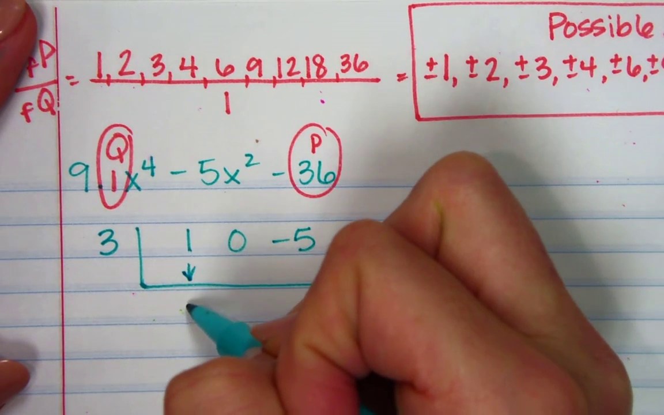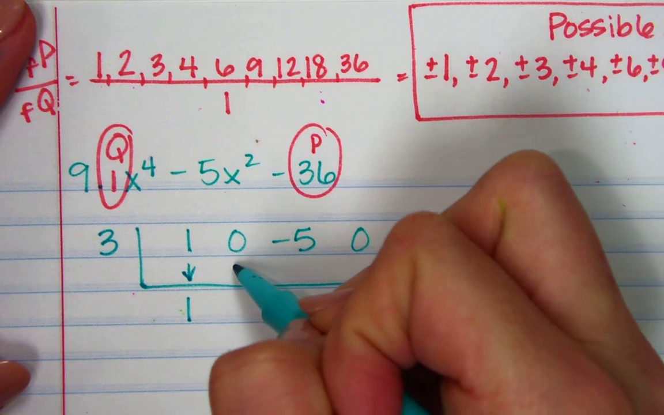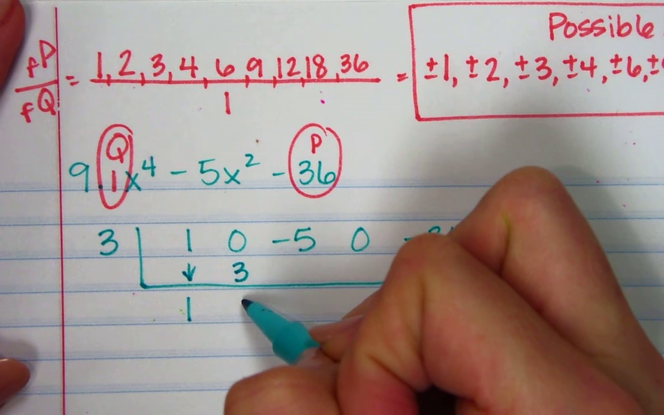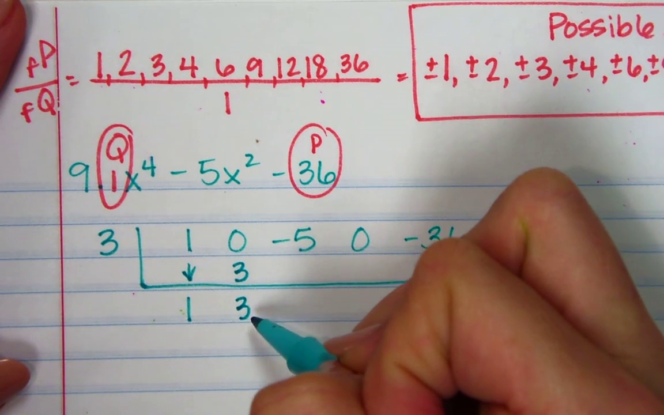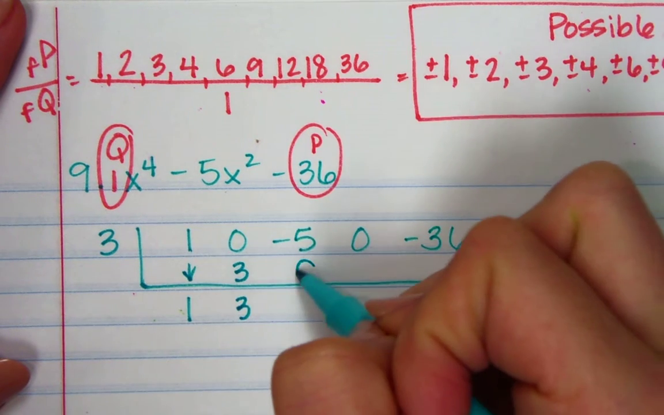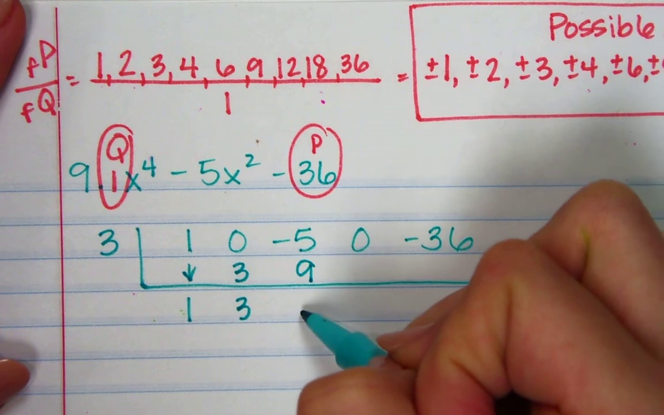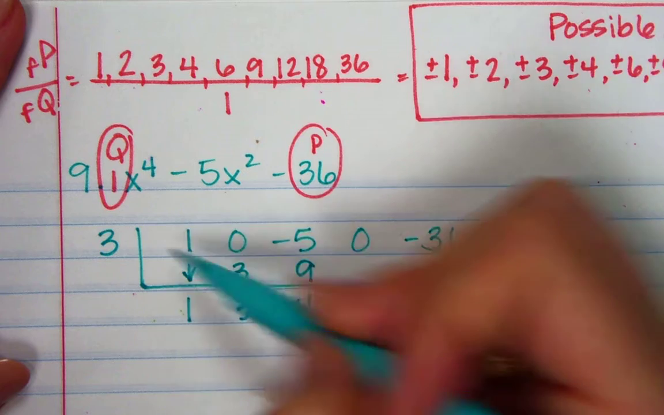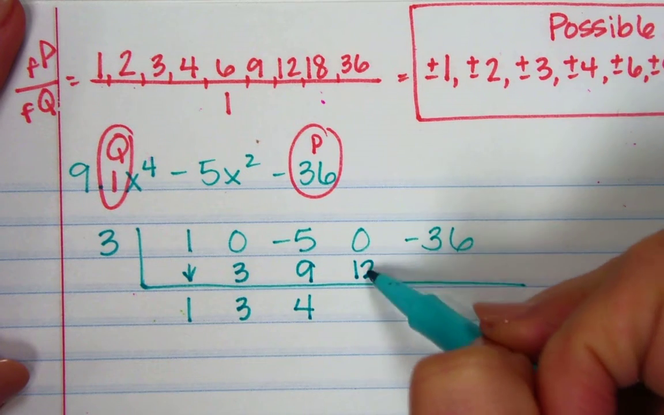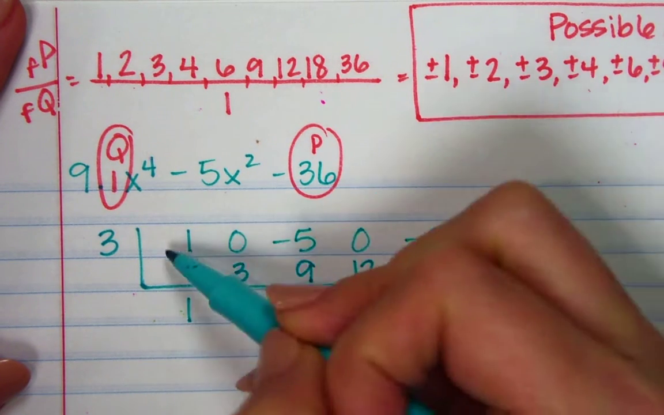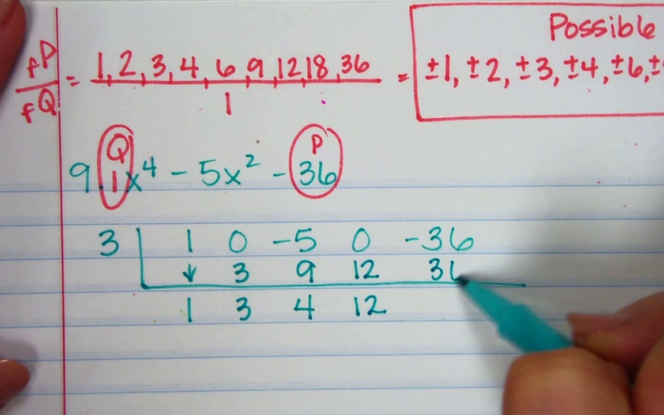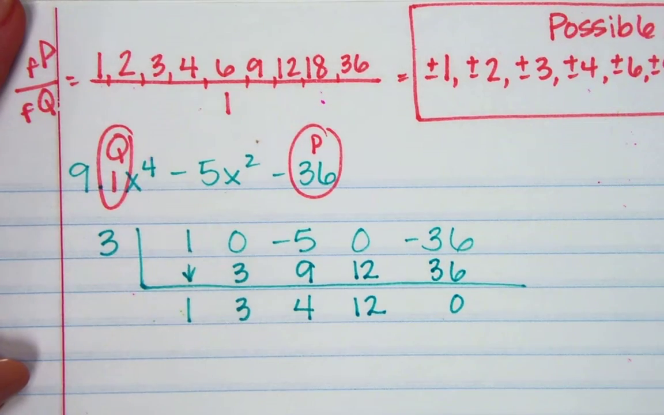Oh, Daniel says -3 also. Okay, so 3 times 1, 3. 0 times 3. 0 plus 3 is 3. 9. -5 plus 9 is 4. 3 times 4 is 12. 0 plus 12 is 12. 3 times 12, 36. Okay, so 3 worked.